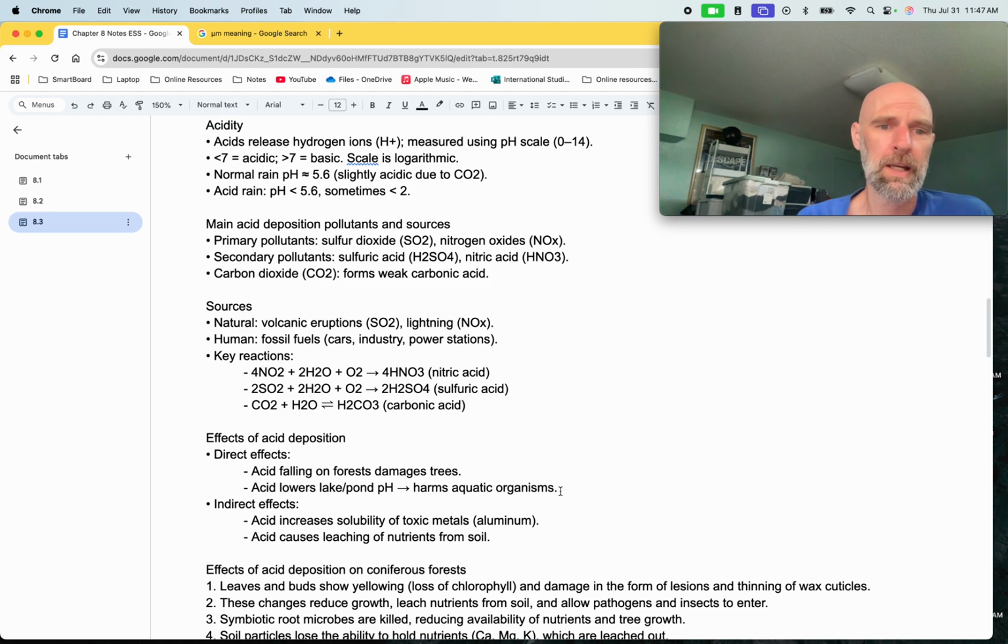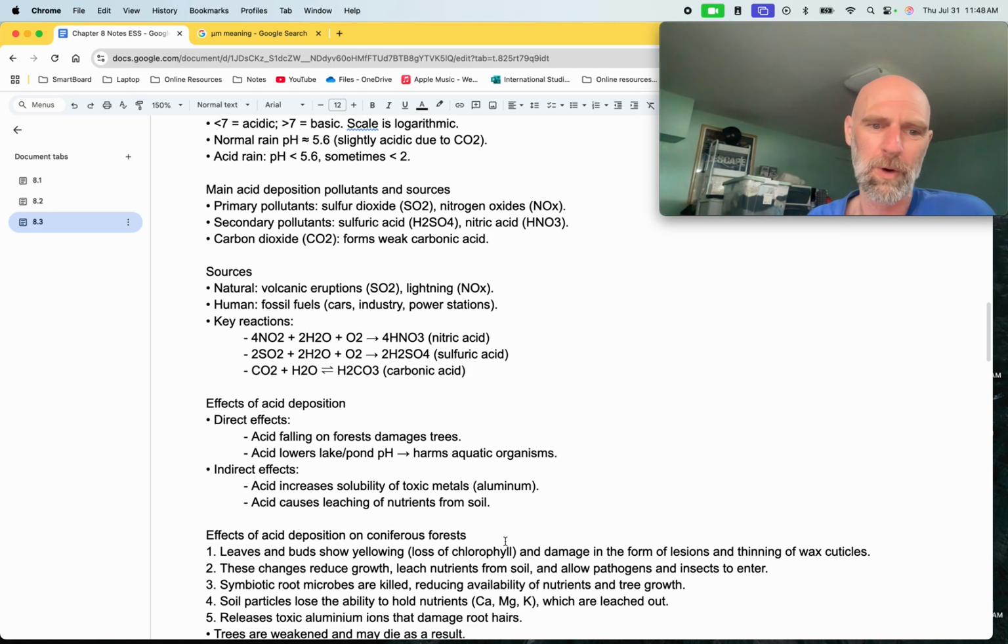No, thank you. Indirect effects. Acid increases solubility of toxic metals, aluminum. So acid breaks down aluminum and makes it free, where it can go off into the soils, into your water. And aluminum is toxic to the body. I know we drink from aluminum cans, but they are lined, and generally what's in the aluminum cans isn't breaking it down. Acid also causes leaching of nutrients from the soil. Acid frees up a lot of the soil and makes it so that it washes away with erosion quite a bit more.